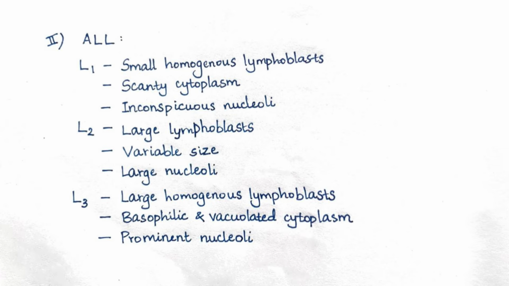In L1, small homogeneous lymphoblasts with scanty cytoplasm and inconspicuous nucleoli can be seen. In L2, large lymphoblasts with variable size and large nucleoli can be seen. In L3, large homogeneous lymphoblasts with basophilic and vacuolated cytoplasm and prominent nucleoli can be seen.